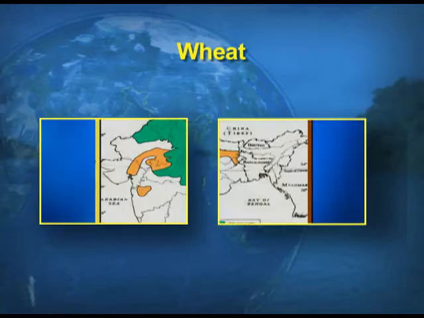Now, on the screens, children, you can have a visual of the map showing the areas which go for the production of wheat. So, you can see the northern India and of course, the western part of India, including some parts of Rajasthan, Maharashtra and even Gujarat, they go for the production of wheat in India.